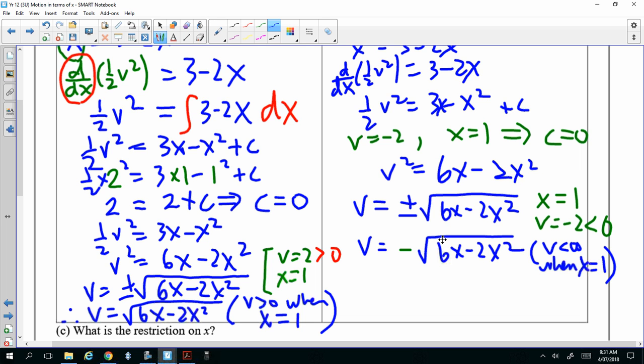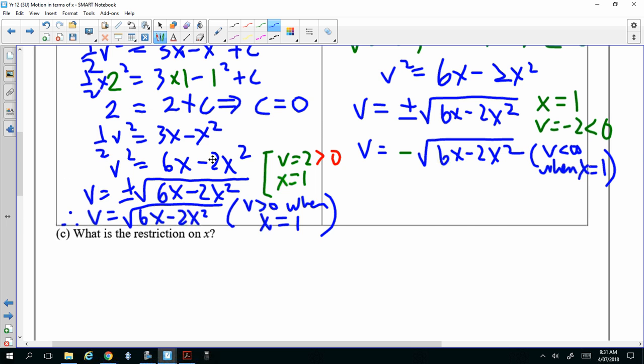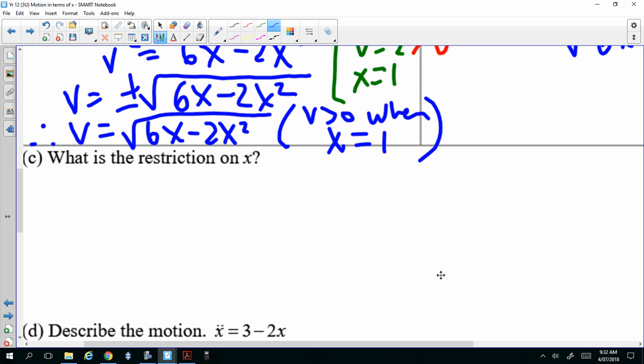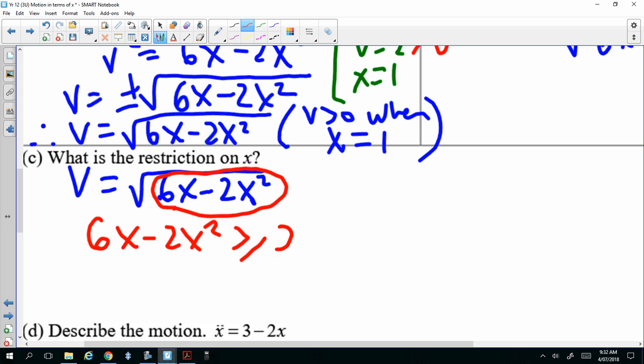Okay, so after you're done, we're going to look at the restriction on x. Now, they both have the same equation, except the only difference is that one has a minus. What's the restriction? Since it's inside the square root, this has to be greater than or equal to 0. So to get the restriction on x, solve this inequality. See if you remember how to solve it.